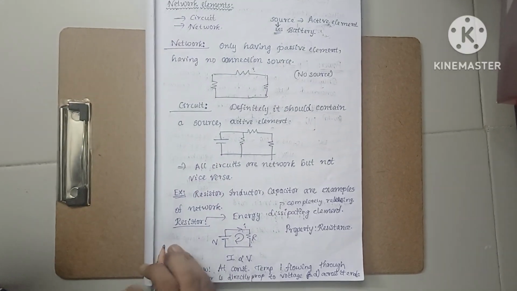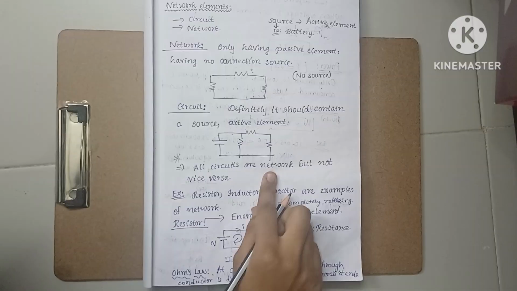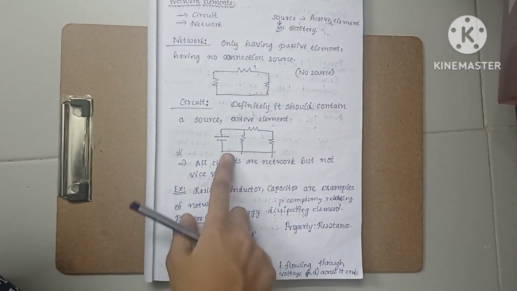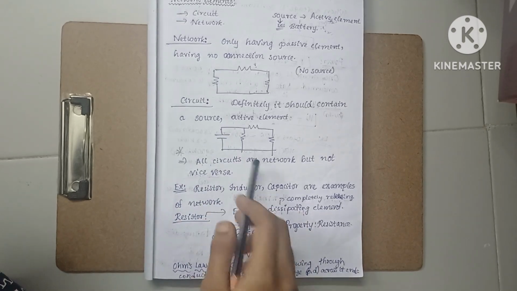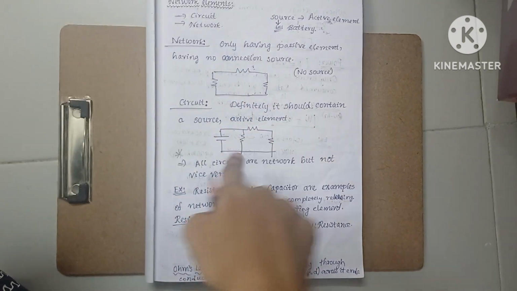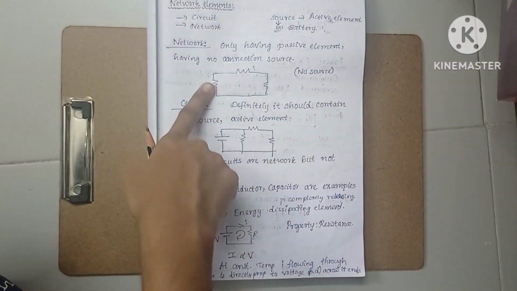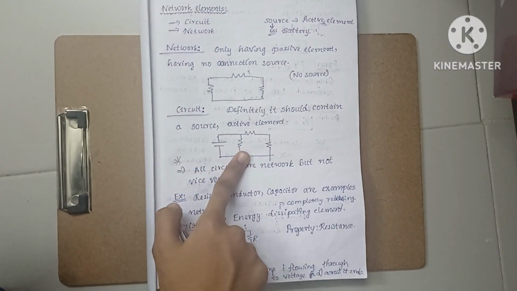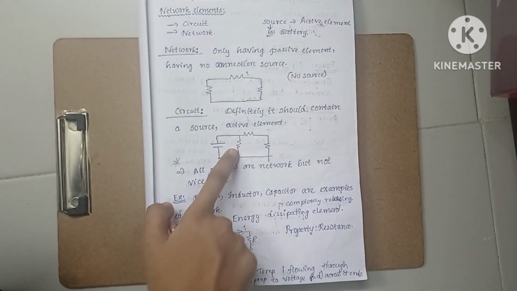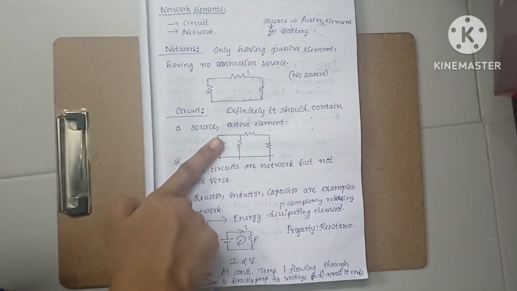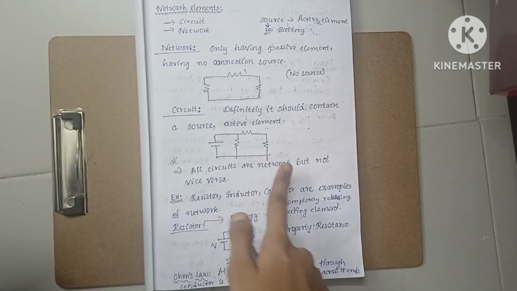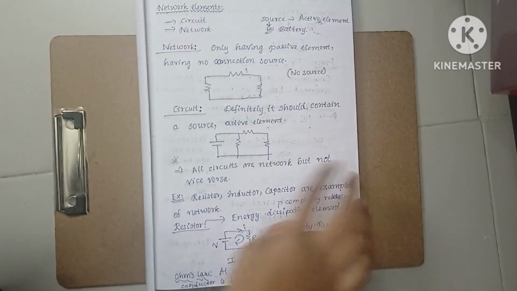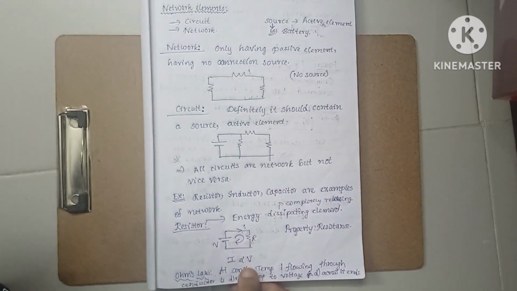And here is an important point to note: all circuits are networks, but not vice versa. That is, we can consider all circuits as networks, but not networks as circuits, because in a network we don't have any active element, but a circuit must contain an active element, then only it is said to be a circuit, right? So all circuits are also known as networks, but not vice versa. Hope you have understood.